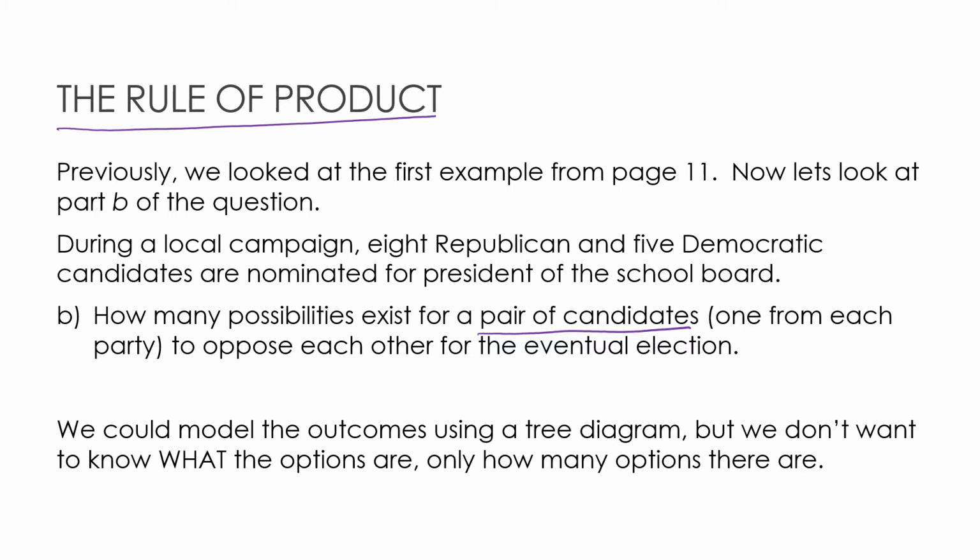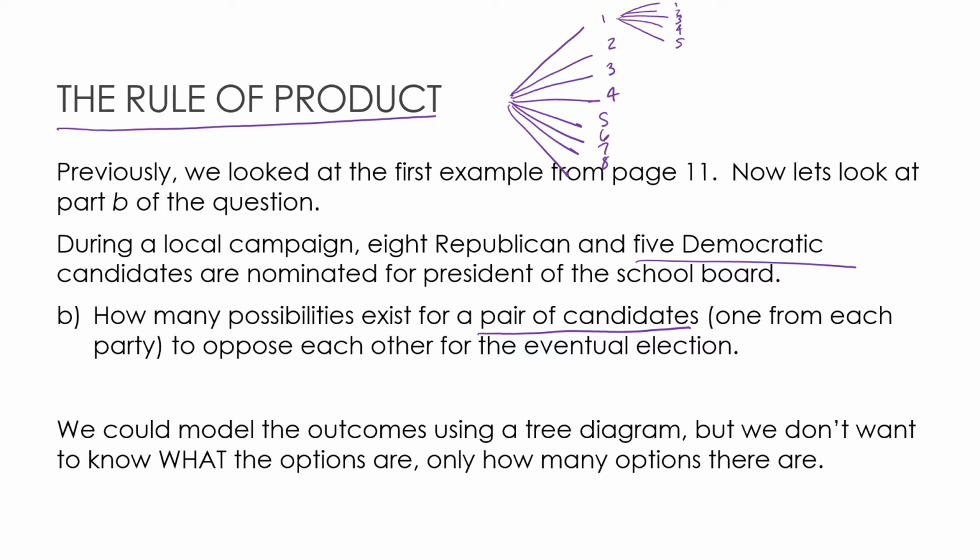If we didn't have the rule of product, you might have to make a tree diagram. So a tree diagram, in case you don't know, is something where I would put my 8 candidates that are Republican. 1, 2, 3, 4, 5, 6, 7, 8. And off of each of those 8, I would pair them with each of the 5 Democratic candidates. So each of these would have 5 branches, and I'm not going to draw those branches. And that would be the 1, 2, 3, 4, 5 candidates for Democrats. So if I needed to know all of the different possible combinations, I would have to make a tree diagram.